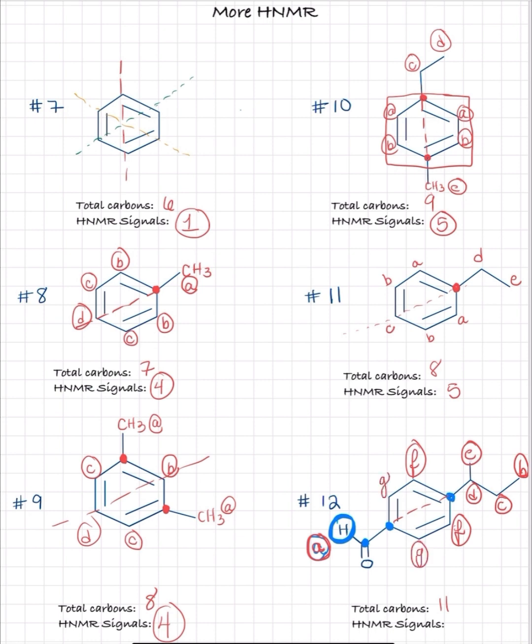Both of these are G. And now we're done. So how many do we have in total? 1, 2, 3, 4, 5, 6 signals, even though it says 11 carbons.